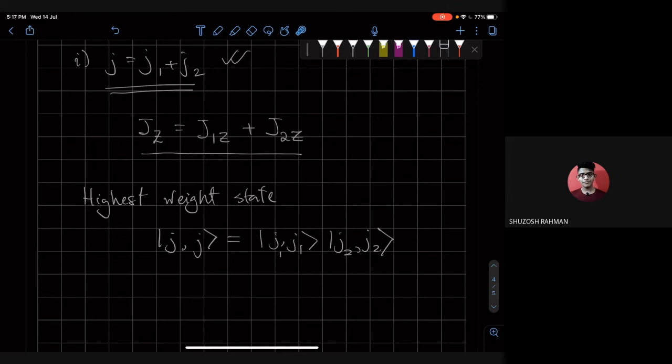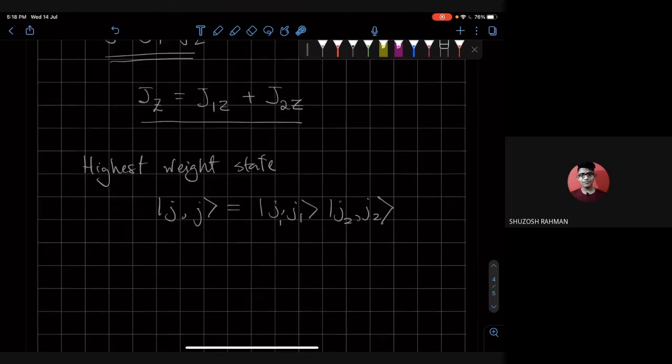So the Jz value for the highest weight state has to be equal to the total J value, right? So M has to be equal to J. This is the highest weight state. But this thing is the sum of J1z plus J2z. So J1z has to be J1, J2z has to be J2. Otherwise, they will not add up to J, because by assumption, we are assuming that J is J1 plus J2. So this has to be J1, this has to be J2. Otherwise, their addition will not give me J. It's as simple as that. It's not very complicated.